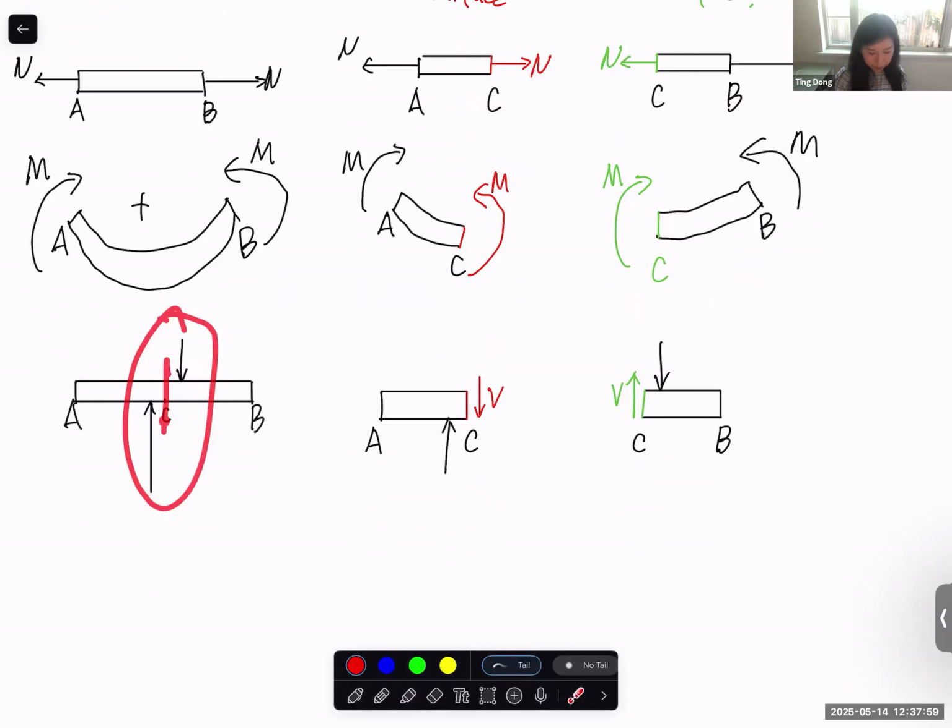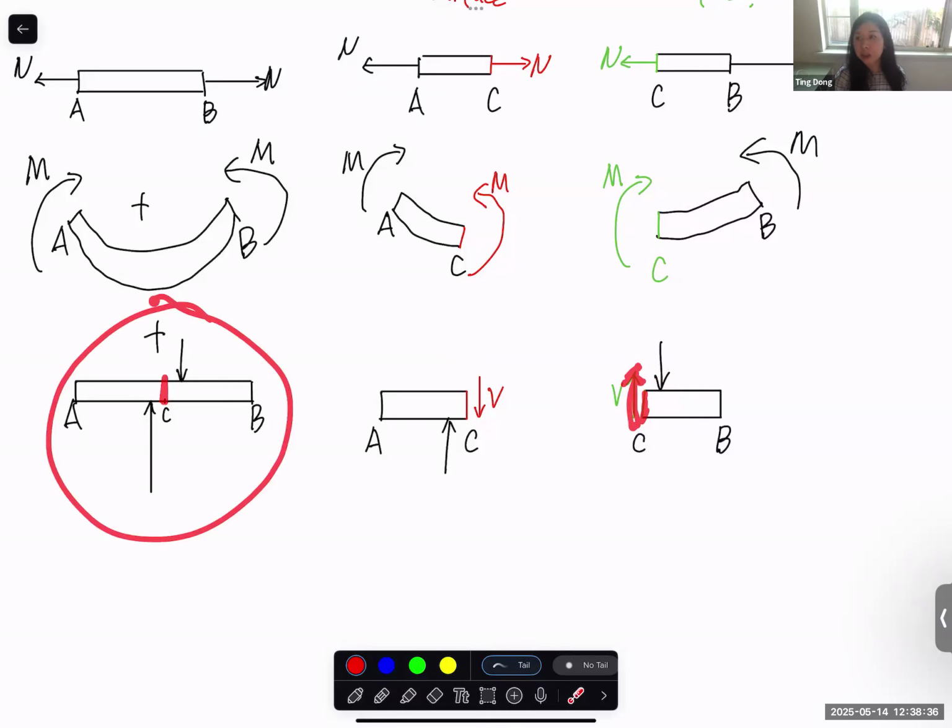So in this situation, let's say we have point C in between, and we want to know the internal shear force at this point. Again, this is a positive surface. Downward is considered as positive shear force because this is considered a positive shear. And on the negative surface, this green surface, upward is considered as the positive internal shear force, because that is what happens when we have positive shear.